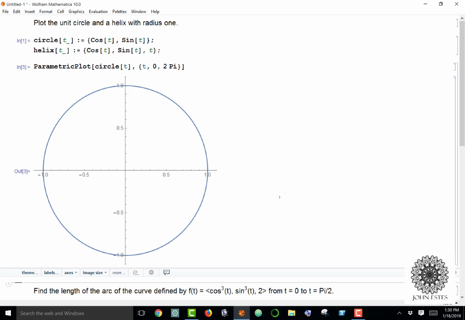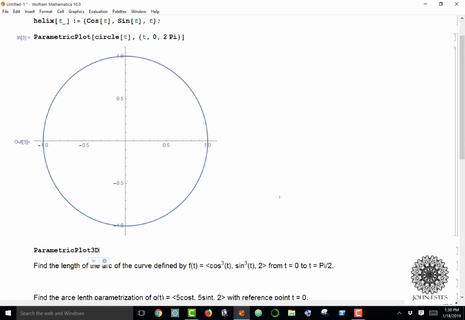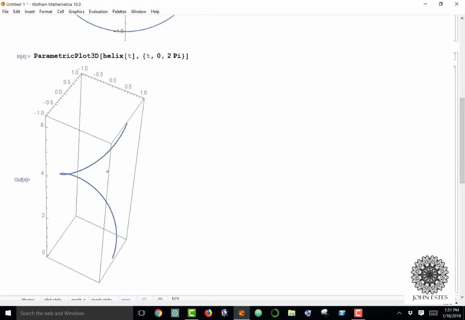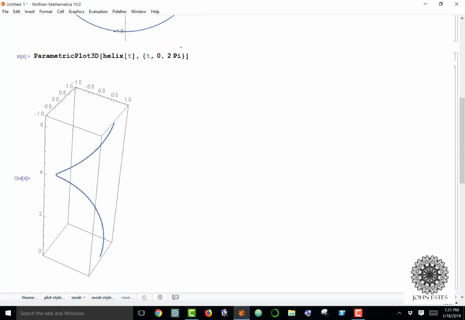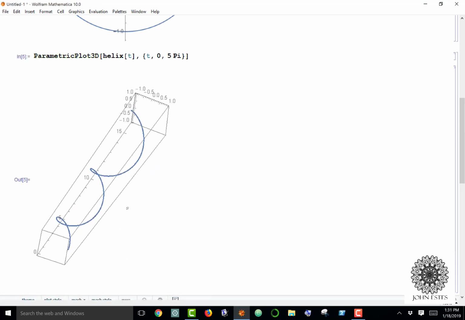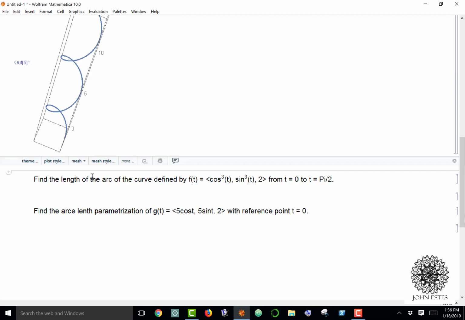I can do the same with my helix. Since the helix is three-dimensional, I need to use ParametricPlot3D. I'm going to plot helix, and this time I want t going from 0 to 2 pi, or we could alter this if we want. If I go 2 pi, there it is. There's my helix. If I change the multiple of pi, it just extends how many times around my helix spirals.